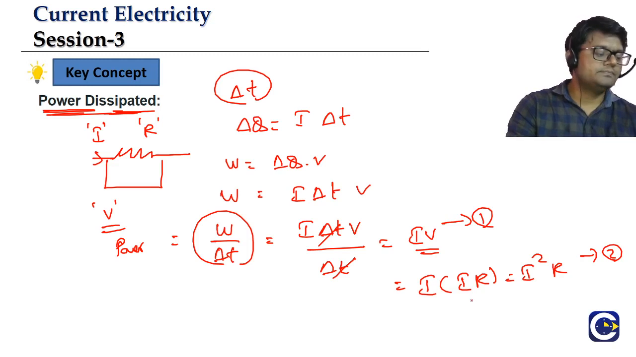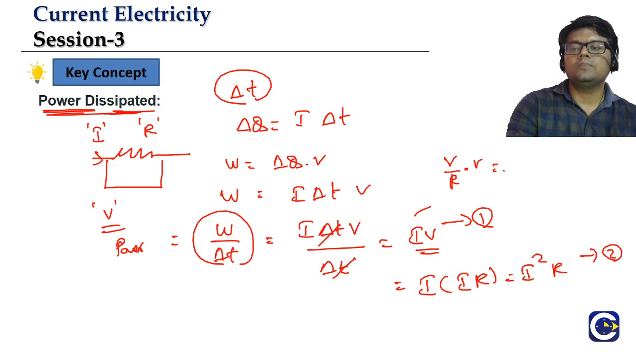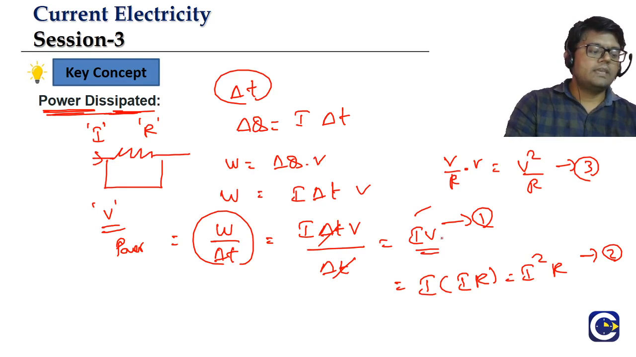What will be the other formula? I square into R. If we have, for example, voltage and resistance given to us, from the first one I can have one more type of formula, where I express I as V by R. So totally it will be V square by R. This is the third formula. So we can have the power formula as I into V, or I square into R, or V square by R.